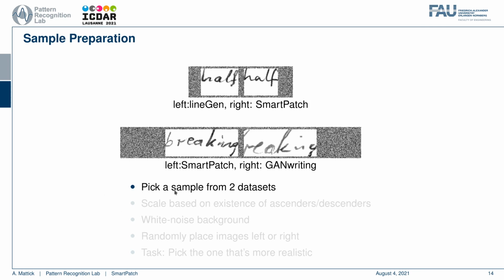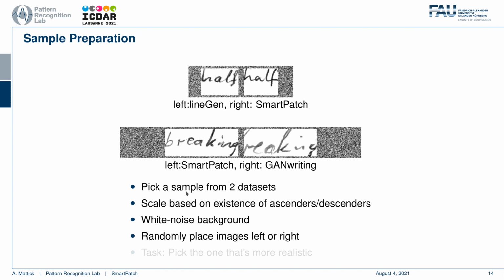We always picked a sample from 2 datasets. It's always the same sample, so if we pick writer number 25, then we also pick writer number 25 from a different dataset. It's always the same content. We then scale it based on the existence of ascenders and descenders. Then we have white noise in the background. And we randomly place the images left or right. So sometimes SmartPatch is on the left, sometimes on the right. It's random. And our task was simply, pick the one that's more realistic.